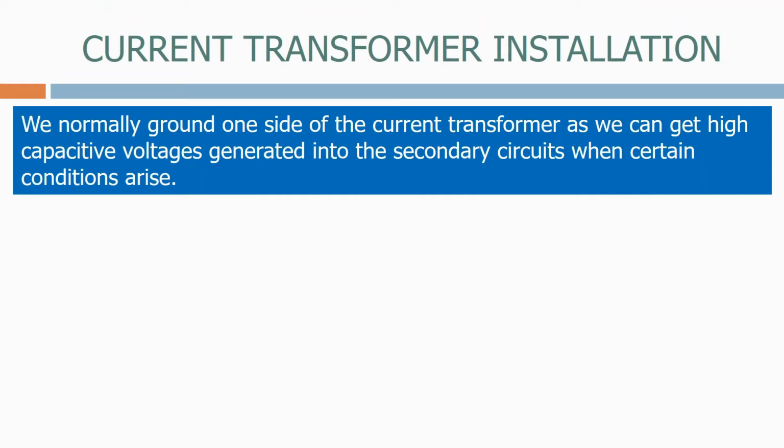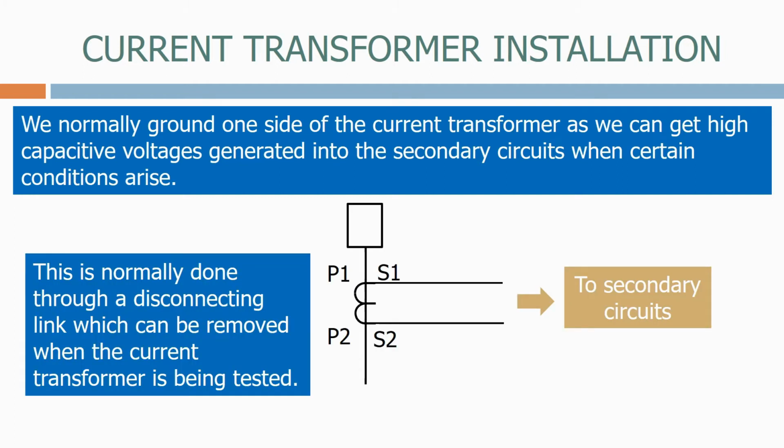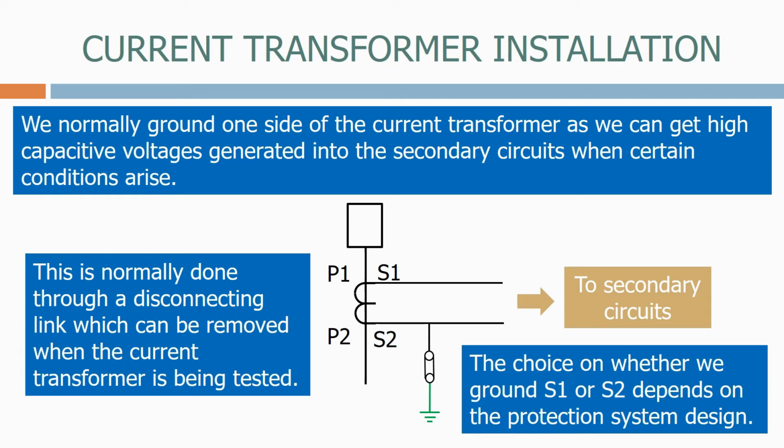We normally ground one side of the current transformer, as we can get high capacitive voltages generated into the secondary circuits when certain conditions arise. This is normally done through a disconnecting link, which can be removed when the current transformer is being tested. The choice of whether we ground S1 or S2 depends on the protection system design.